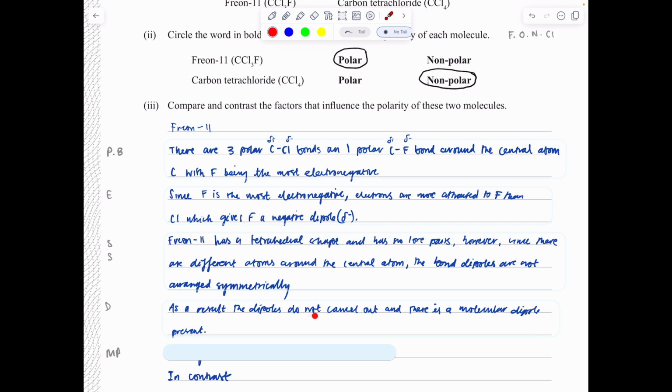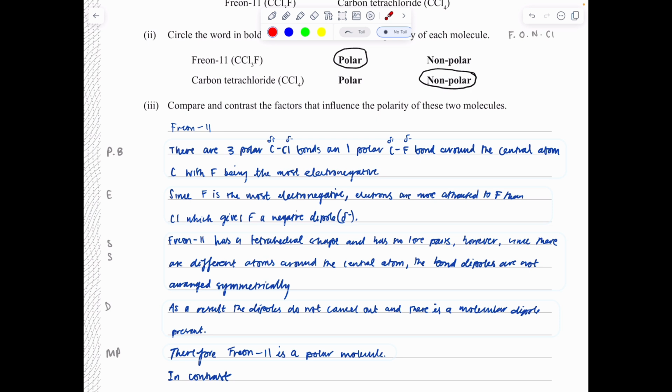So whenever the dipoles don't cancel out, there is going to be a molecular dipole present. One end is going to be more negative, and the other end is going to be slightly more positive, okay? Because these dipoles do not cancel out. So finally, molecular polarity. Therefore, Freon 11 is a polar molecule.